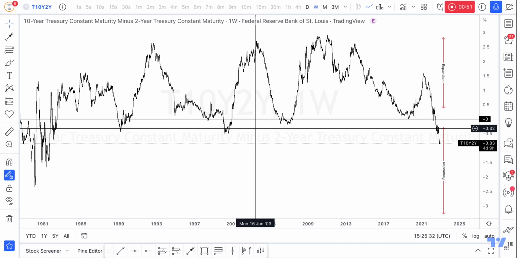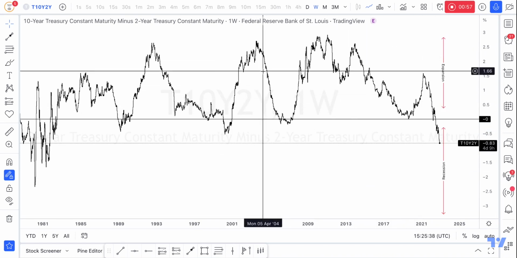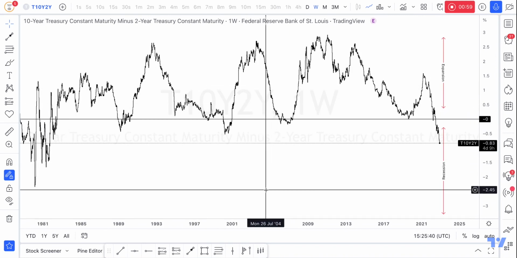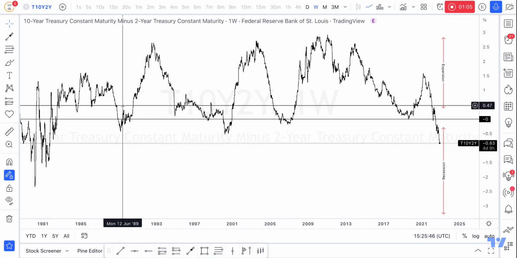Okay, so that's where we are at the moment, and obviously that's what brings us to this chart. So you can see I've tried to show on this chart exactly how it is set out and how these yield curve inversions happen. The chart itself is the 10-year Treasury bond minus the 2-year Treasury bond. Okay, so that shows us here the yield curve inversion.